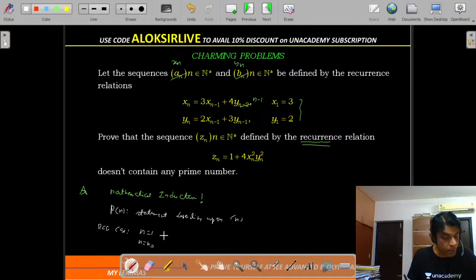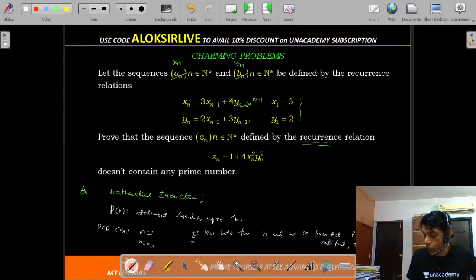So there is some base case, right? n equal to n naught. Now what you are saying is this: if Pn holds for some value, say n, or Pk holds, so if Pn holds for n, and we can prove, meaning assume, we can prove that Pn plus 1 is satisfied, then by induction it follows that this is true.